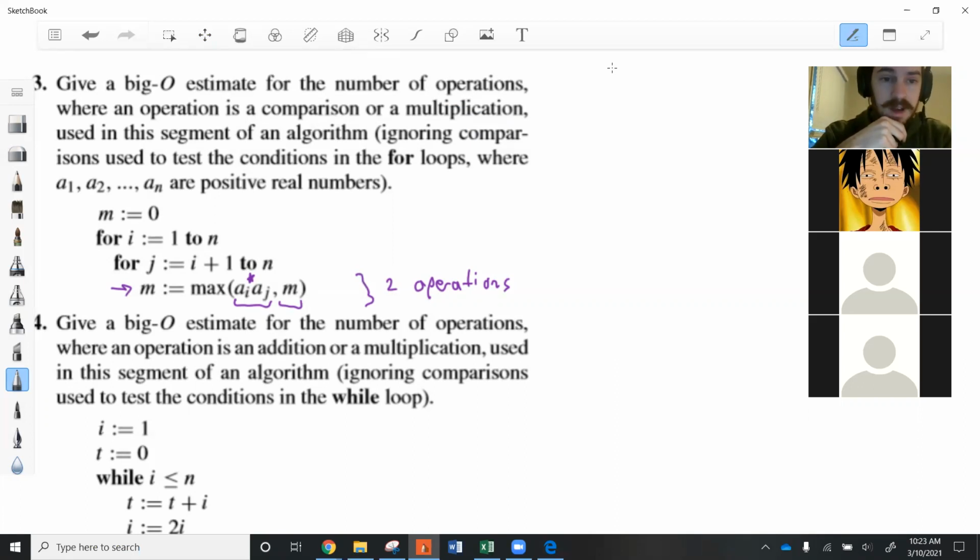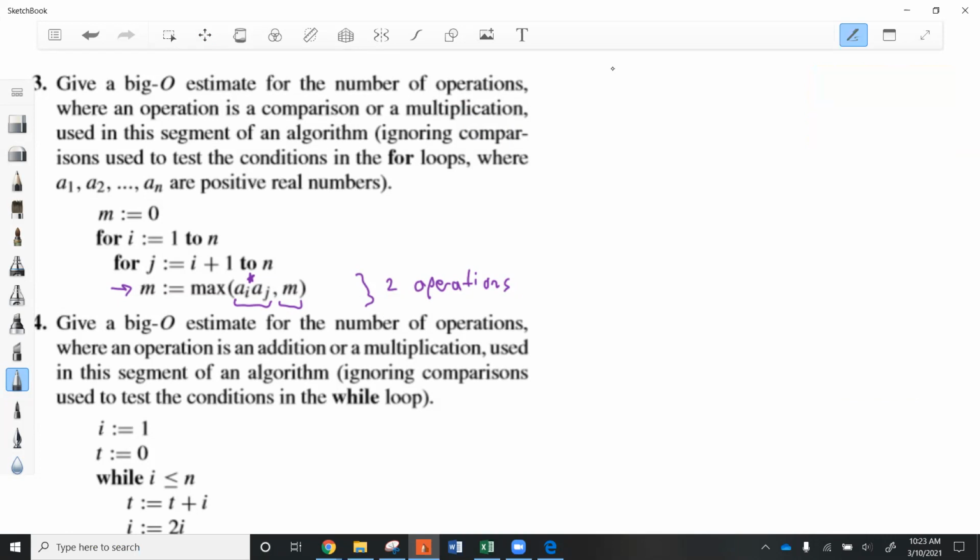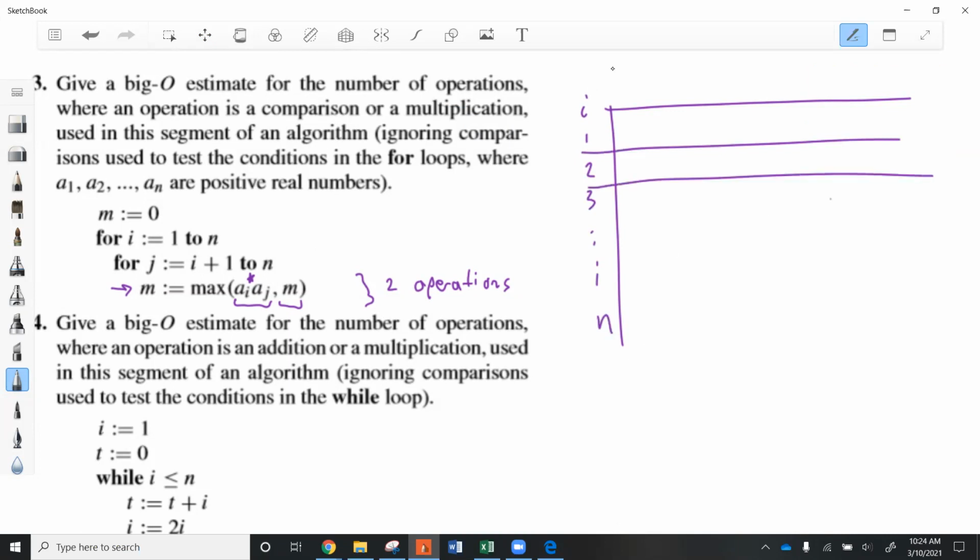It changes based on what i equals. As i goes up, the number of different j possibilities goes down, right? But i is going from 1 to n. So for each value of i, we're going to increment all the way through the j's. I like to represent this as a 2-dimensional graph. Let's put i on the columns here, 1, 2, 3, all the way up to n. And then for each column, we're going to have a bunch of different possible j values.